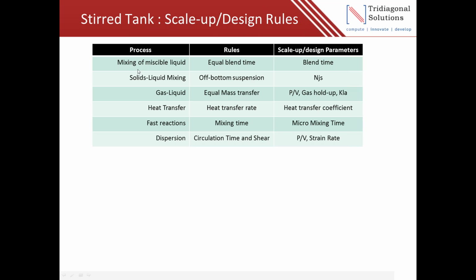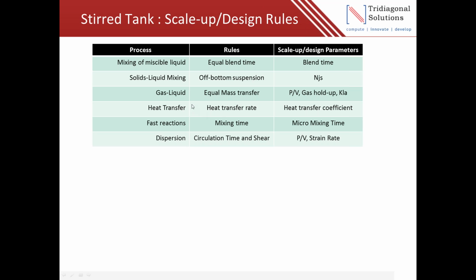So typically I classify or I define this rule based on the processes. Let's say we are trying to mix two different miscible liquids. What we should be looking at is the equal blend time. That is, what is the blending time in a lab scale or what is the blending time in a pilot or plant scale reactor. If our application includes suspension of solids, then we should look at the suspension of solids from the vessel bottom, and one of the critical parameters to look at there is NJS. So if we are trying to match the suspension quality between the lab and the plant scale, we can get equal mass transfer rates from solid to liquid, and we can get our desired product properties.